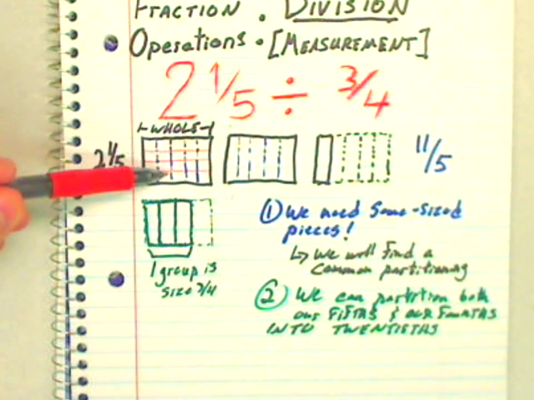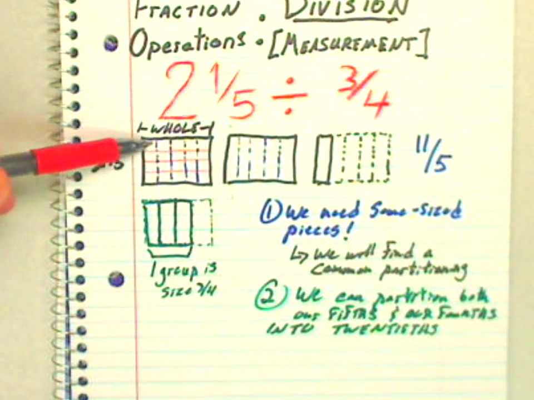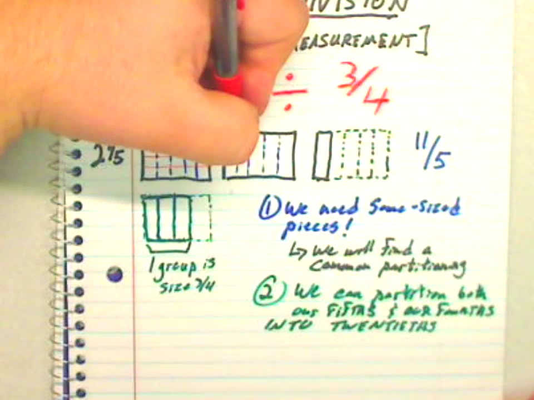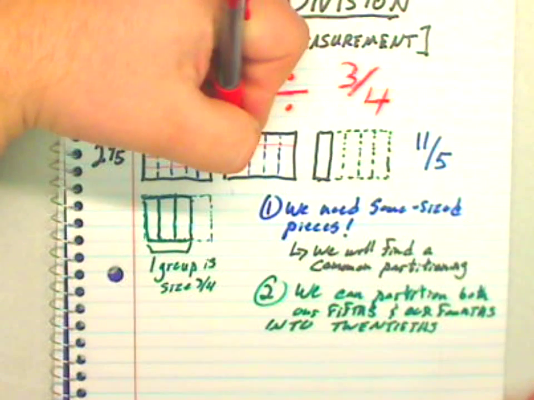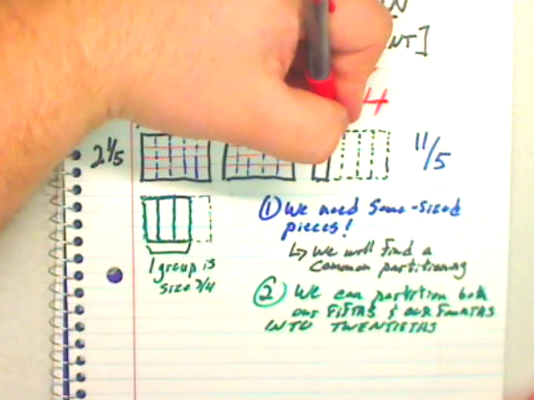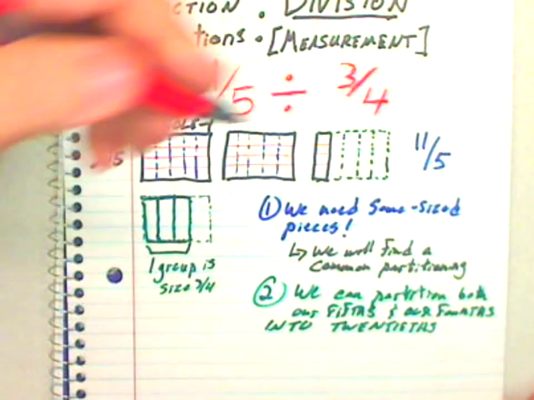So there's 5 columns here, and there's 4 pieces each. So that should be 20 pieces that make up my whole. So it's very easy to see now. I've taken my fifths and I've converted them into 20ths. And I'm going to do that for all of my fifths, so that I have uniformity across. All of my pieces are now the same size.